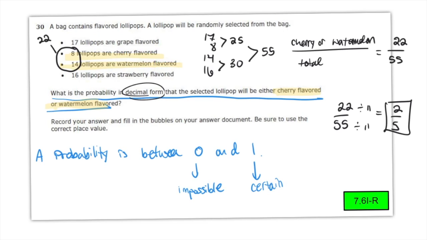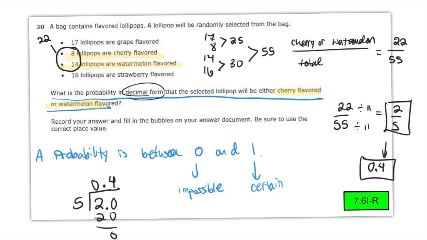Since this has asked for a decimal form, let's think about what this would be as a decimal form. If you have memorized your benchmark fractions and decimals, you already know that this is equal to 4/10. But you could find that in multiple other ways. One is with division, just dividing the numerator by the denominator. Let's see, 5 goes into 2 0 times, into 20 4 times. So 4/10 is my answer. So you could write 0.4, that's 4/10, or you could write 2/5. Both represent the probability of getting either cherry or watermelon.